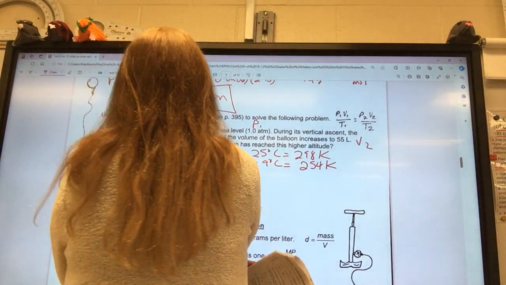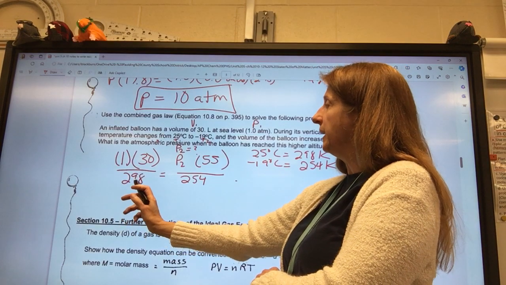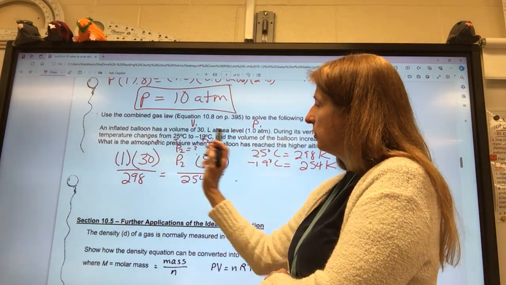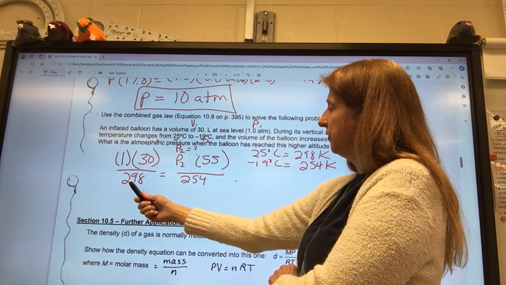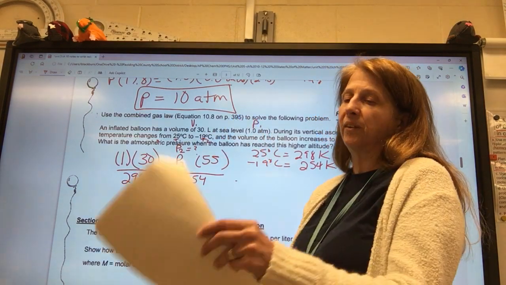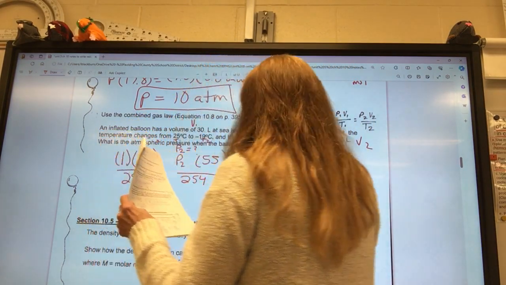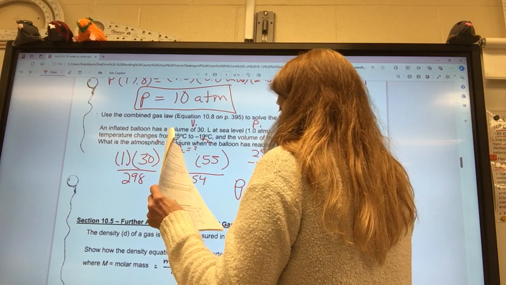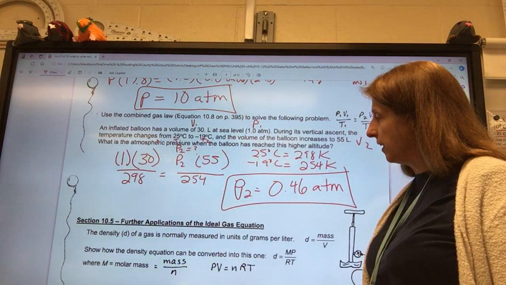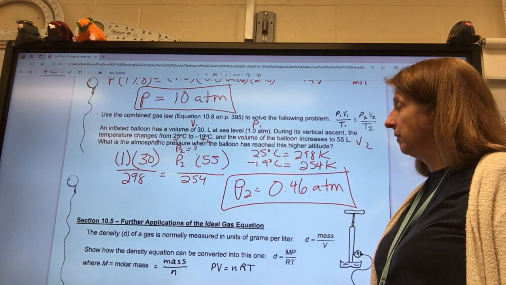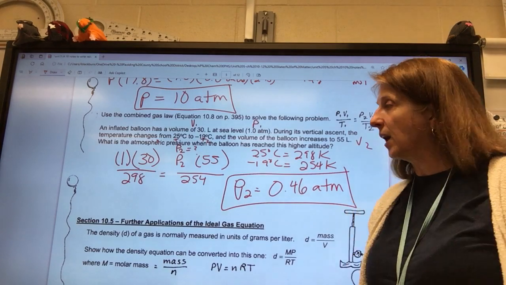So if I was going to do this problem, I'd do 1 times 30, enter, divide by 298, enter, then I would multiply both sides by 254 to get that out of the denominator. So then I'd do times 254, enter, divide by 55, enter. And so pressure 2 equals 0.46 atmospheres. Not hard, I know it looks bad. How do we feel about that? Lara, are we good? Okay, good.